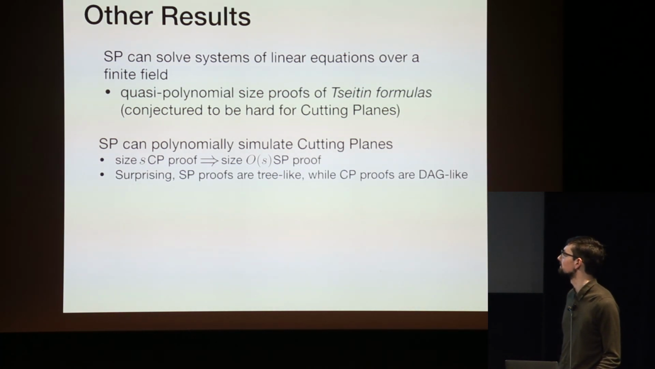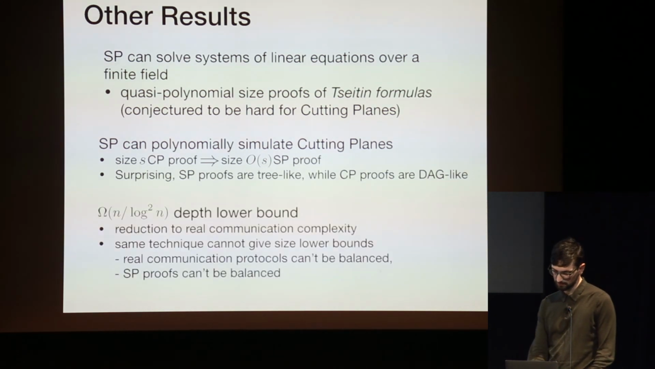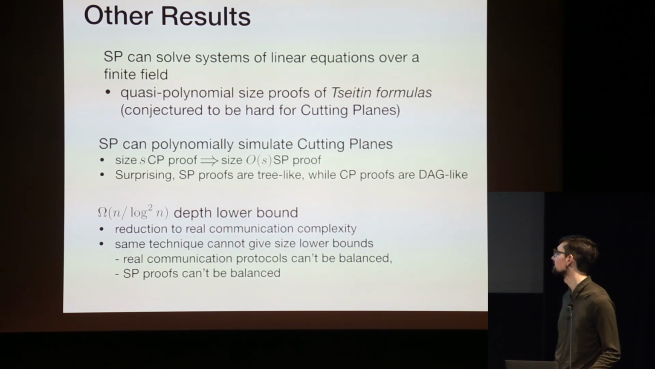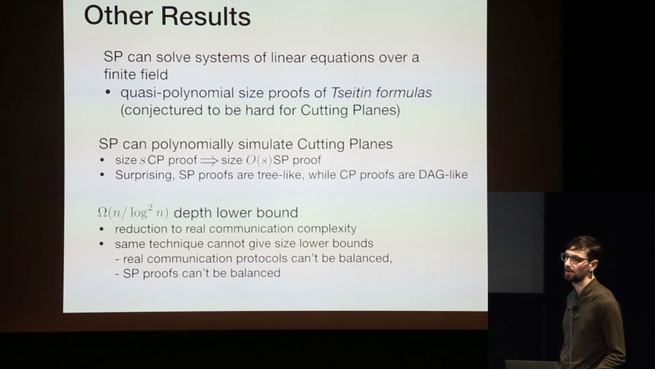This is sort of surprising because stabbing planes is a tree-like proof system, whereas cutting planes is DAG-like. And finally, we showed a near optimal lower bound on the depth of stabbing planes proofs. This is via reduction to real communication complexity. And we show that this is unlikely to work to give stabbing planes size lower bounds.